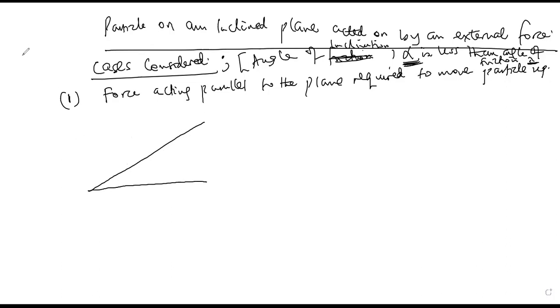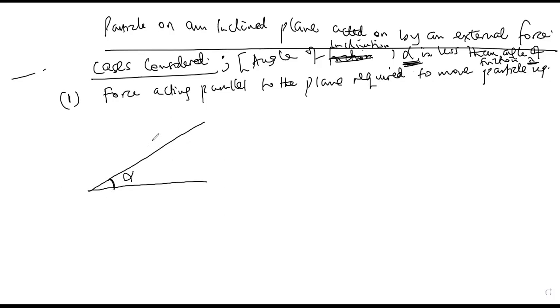Not like this, otherwise we would have drawn it almost like this, to be like a triangle. But here the body is on a gentle slope. The slope is gentle. So we want to look at a case where the force is acting to move the body up. So if this is the angle of inclination, alpha, all right?